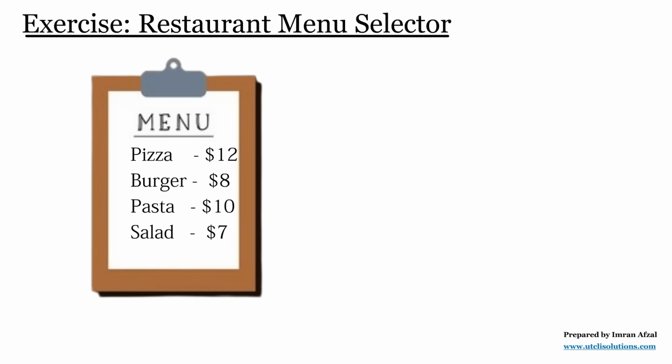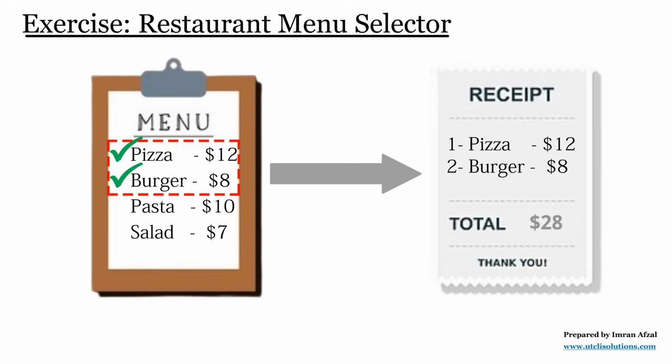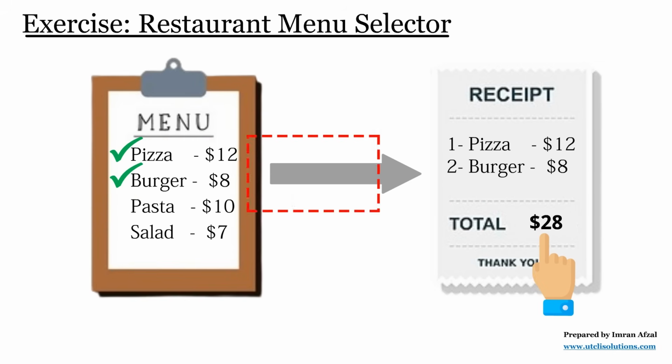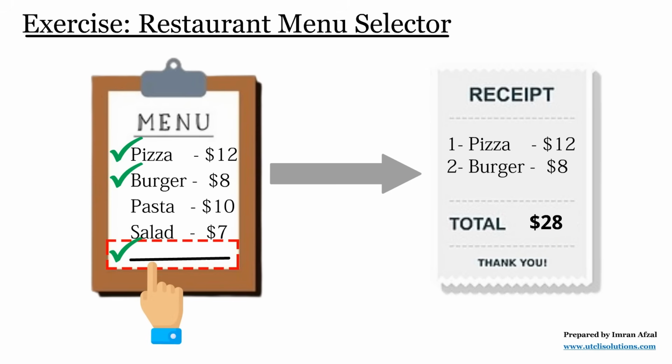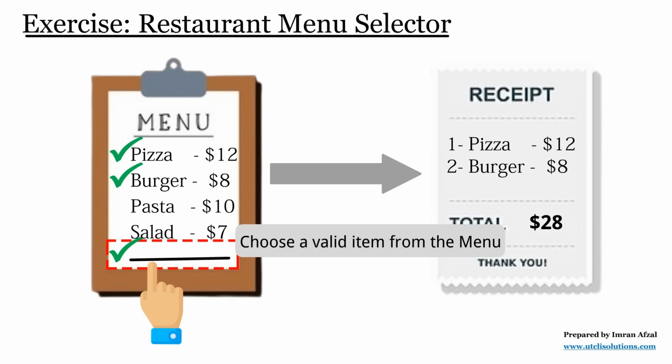All right, let's create a practical real life example, and that is a restaurant menu selector. This program will help you to select an item from the restaurant menu and calculate your total bill based on your order. After choosing an item and entering the quantity, the program will calculate the total amount to be paid. If a valid item is selected, it will display the order summary with the total bill. However, if an invalid option is selected, it will notify you to choose a valid item from the menu. All right, fair enough?